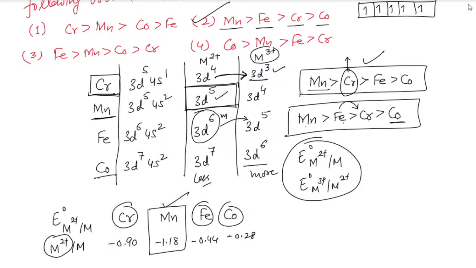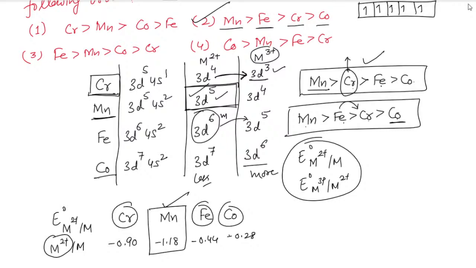According to E naught of M2+ to M, as we go down the group, E naught becomes less negative, but manganese is an exception because Mn2+ is more stable, being 3d5. The E naught value for manganese is more negative than expected from the general trend because of the extra stability of the half-filled electronic configuration. So the order should be manganese, then chromium, then iron and then cobalt.